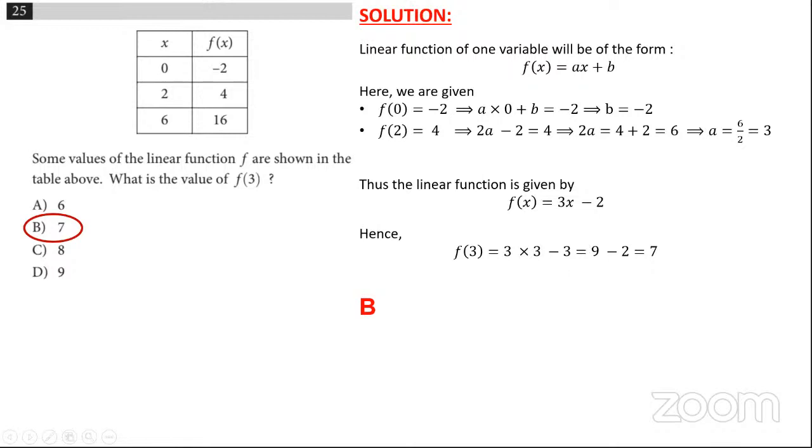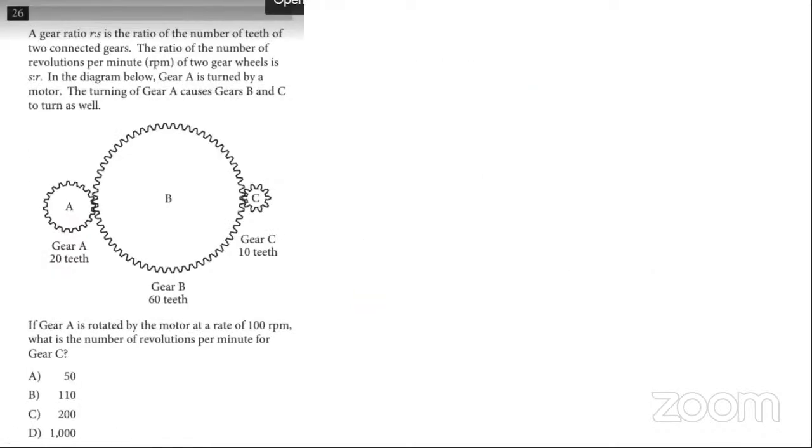Let's move on to the next question. It looks big, but it's kind of an easy question. There's nothing to worry about. So let's go about it. The question goes like, in a gear ratio R is to S is the ratio of the number of teeth of the two connected gears. The ratio of the number of revolutions per minute, that is the RPM, of two gear wheels is S is to R.